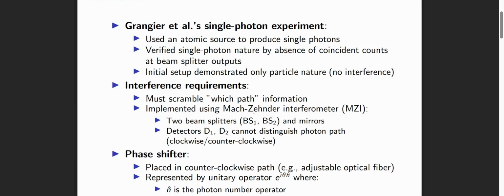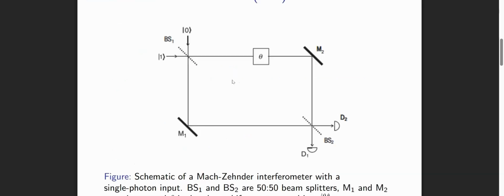The experimental implementation was the Mach-Zehnder interferometer, MZI. This is the kind of experimental setup we have for the Mach-Zehnder interferometer. There is a beam splitter here. These are two input states. Then we have beam splitter 1, and here we have two mirrors M1 and M2. Then we have again a beam splitter. We have two detectors D1 and D2 to detect the reflected and the transmitted wave.